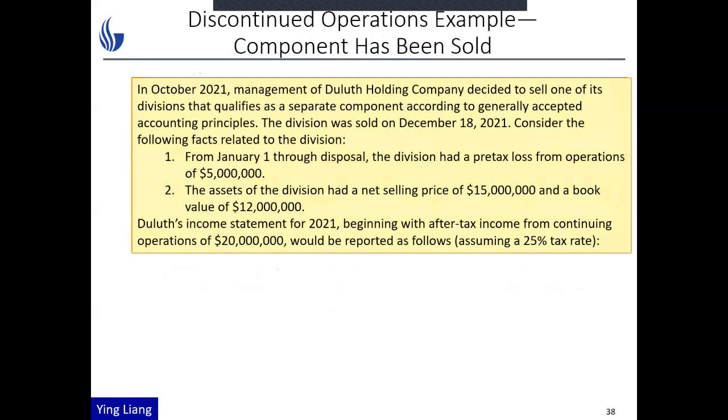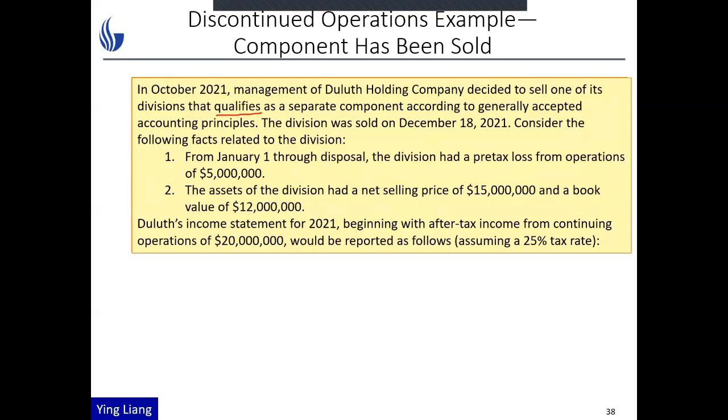Now let's look at an example. This Duluth company decided to sell one of its divisions, and it qualifies as a separate component. So this is discontinued ops. And the decision is made in October 2021. The division was sold in the same year, on December 18th, 2021. So the length is less than 1 year. So we don't need to consider held for sale. It is just a component sold.